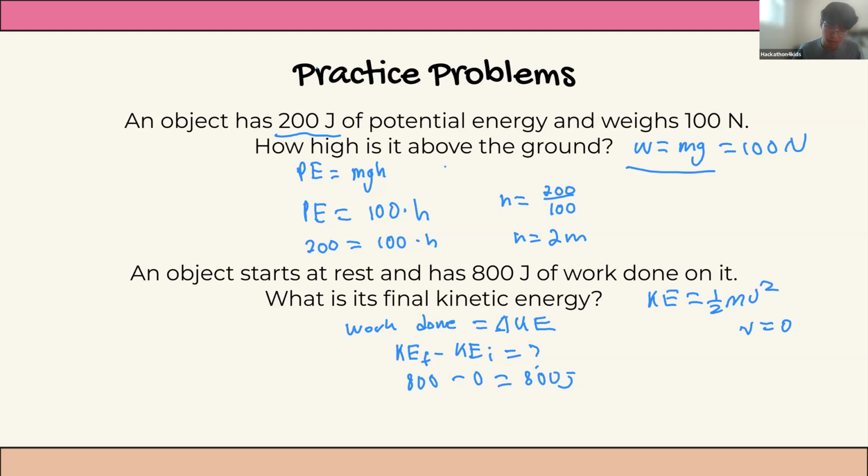Oh wait, okay, actually, I did this incorrectly. We need to find the final kinetic energy, and the initial is zero. So it will actually be 800, because it says it has 800 joules of work done on it. So KEf will be 800 joules, my bad, I'm sorry. Because we need to find the final kinetic energy, it will be 800 joules, same answer.